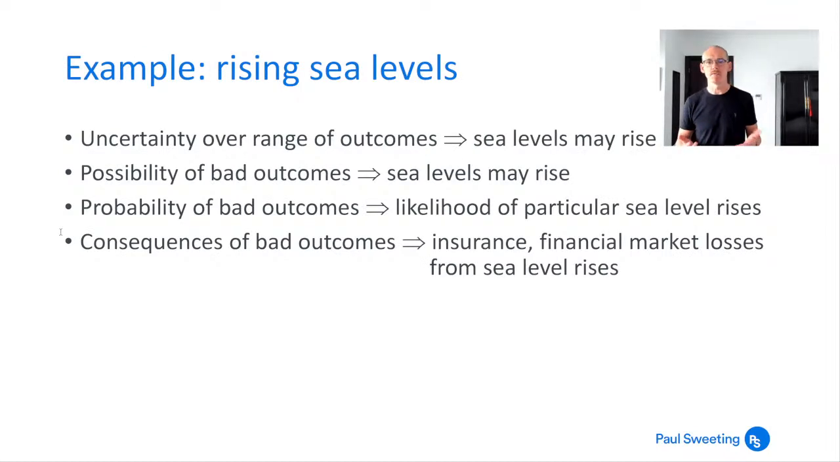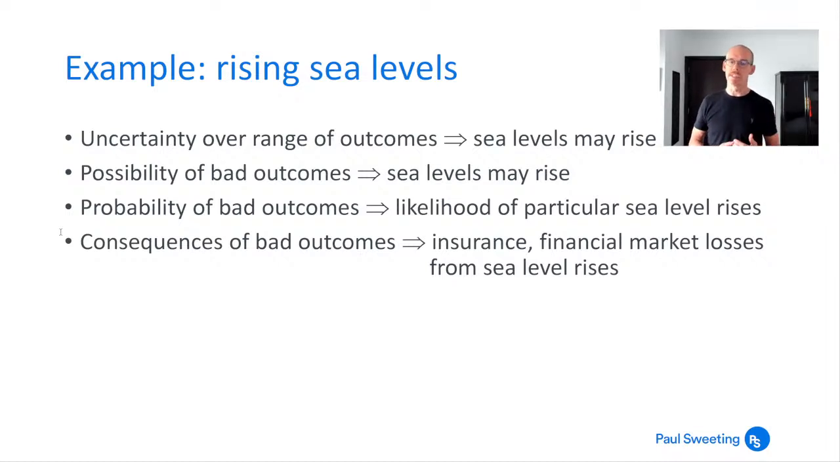So if we look at sea levels, rising sea levels as an example. If we look at it in terms of uncertainty over a range of outcomes, we could say, well, sea levels may rise or they may fall. If we talk about the possibility of just bad outcomes, it's just sea levels may rise. We're not interested in the chance of them falling, it's just if they go up. The probability of bad outcomes, the likelihood of a particular level of sea rise, or the probability that the sea level will rise above a certain limit.